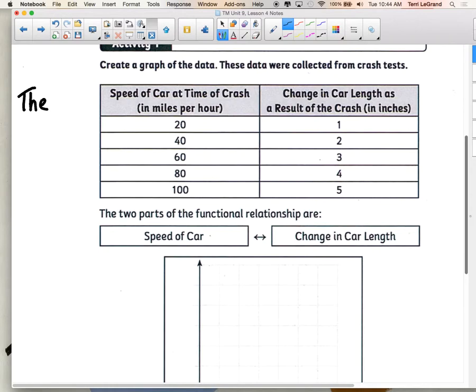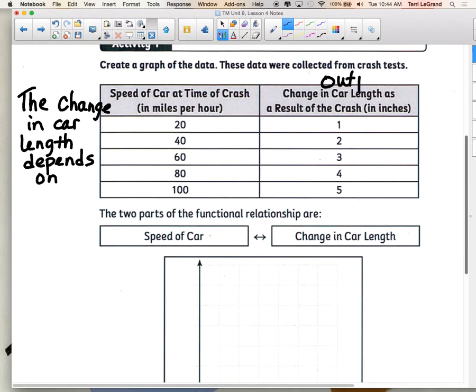Sylvia? The second one, yeah. The change in car length depends on, in other words, it is the result of, it is the output. Let's go over here in our table and put that. It is the output.